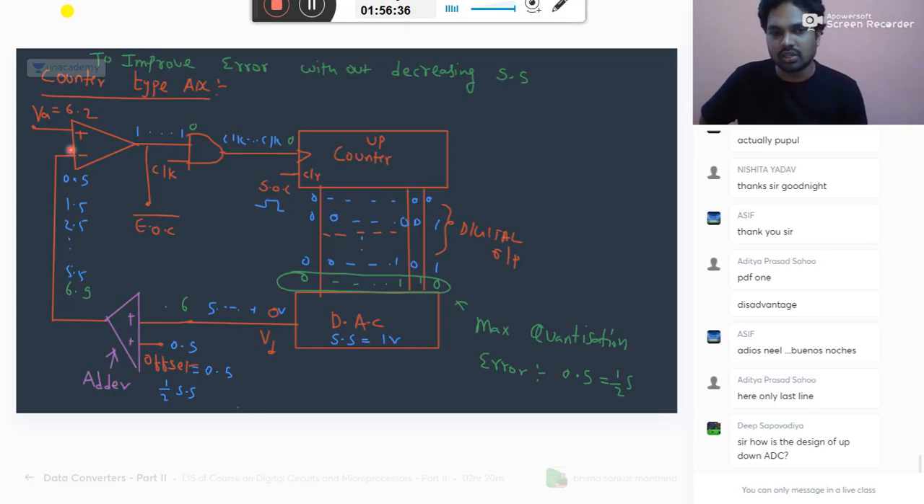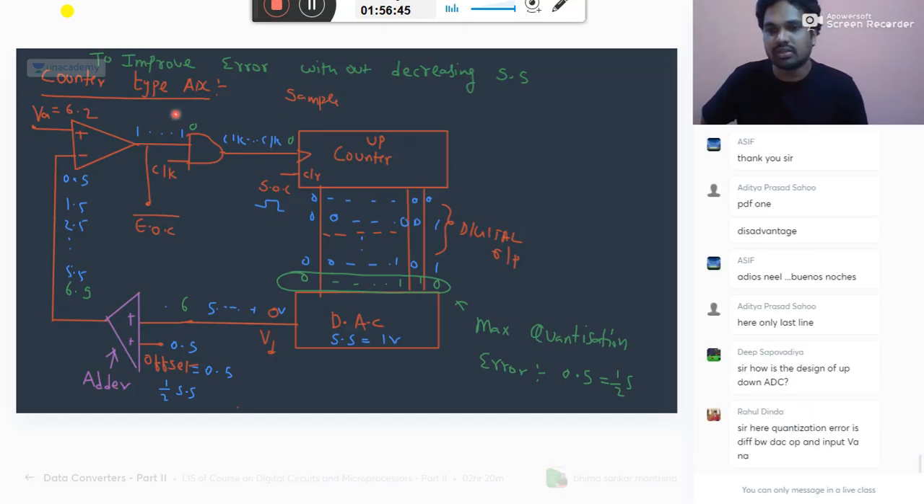Here the actual sensed input is not constant for this much amount of time. We use one circuit called sample and hold, which will sample the input and hold it up to the end of the conversion.